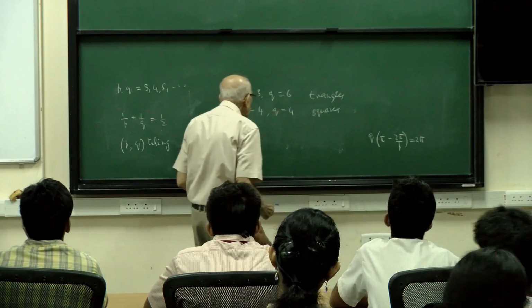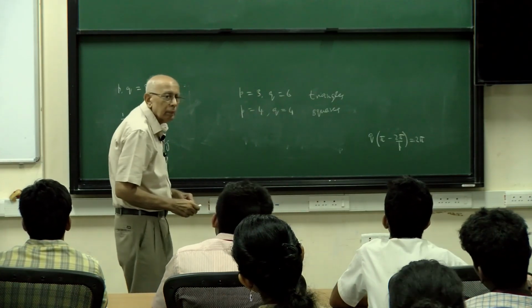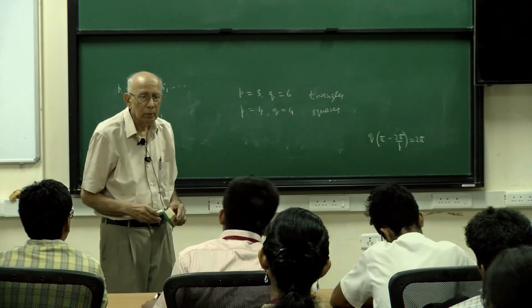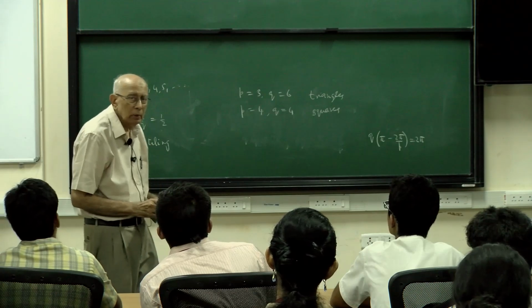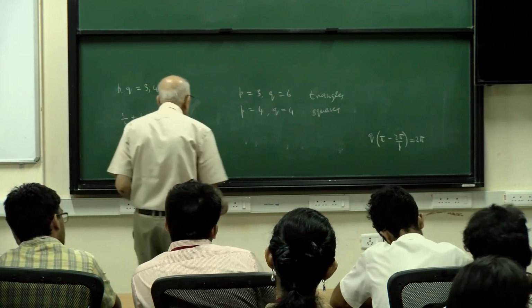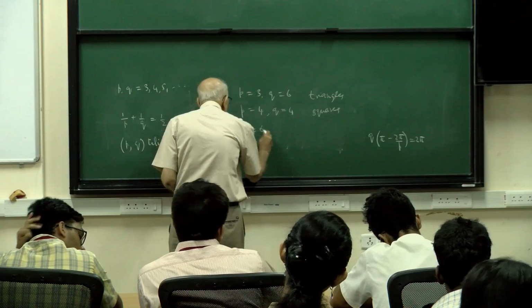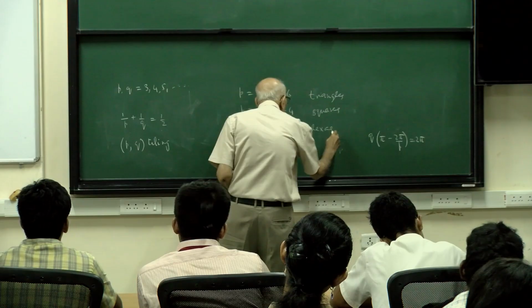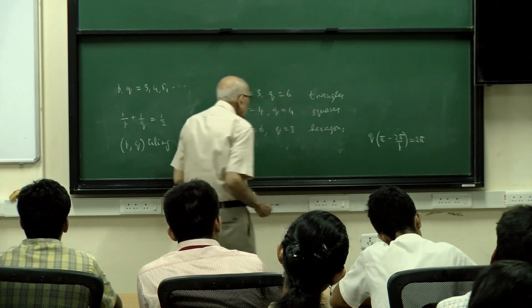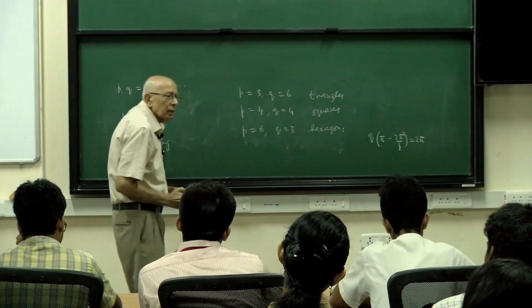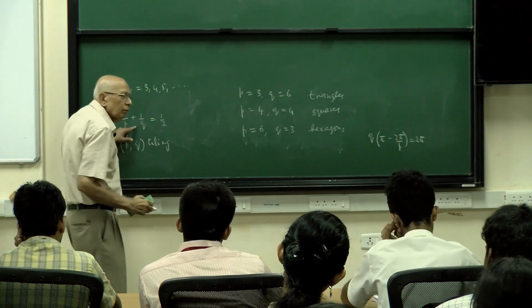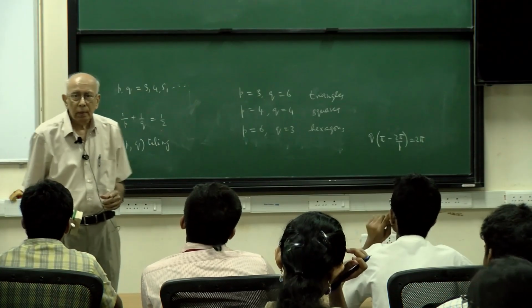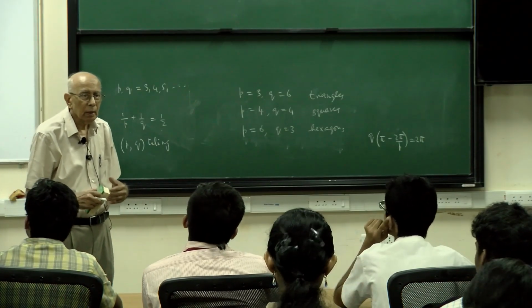What else is possible? Pardon me? What would that correspond to in terms of p and q? P equal to 6 and q equal to 3. This condition already tells you that if p comma q is a solution, q comma p is also a solution. They are duals of each other.